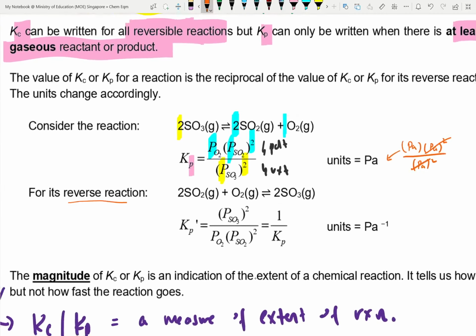So now if I were to look at the reverse reaction, it would be when you have SO2 and O2 reacting to give you SO3. So you realize that now this is your product and this is your reactant. Okay, so it is now PSO3 to the power of 2, and your reactant will be PO2 multiplied by PSO2 raised to the power of 2 here. So you realize that this expression is exactly the reciprocal of your earlier reaction here. Okay, so that's what we meant by reciprocal. Okay, so the units will be just the reciprocal of it. Okay.